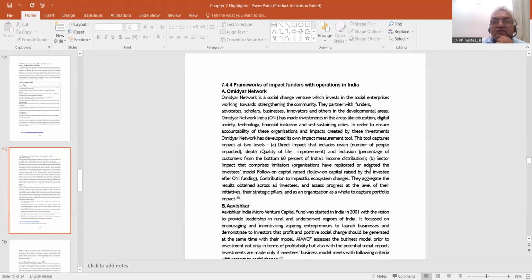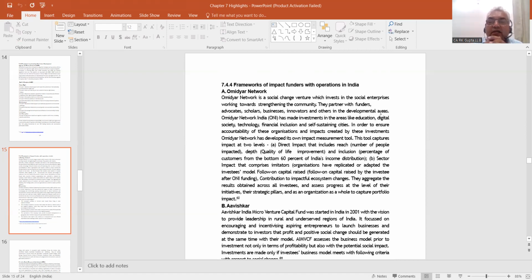Now, this framework of impact funders with operations in India. So there is the Omidyar Network. This Omidyar Network is a social change venture which invests in the social enterprises working towards strengthening the community. They partner with funders, advocates, scholars, businesses, innovators, and others in the developmental areas.